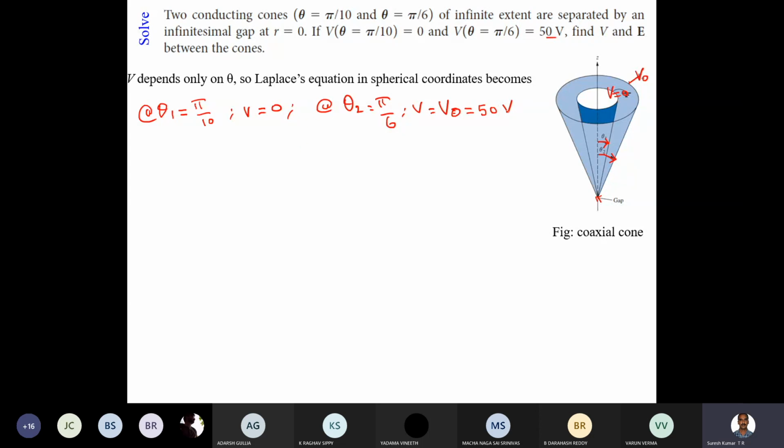We need to pick the correct equation, Poisson or Laplace. In this case, we can take the Laplace equation because the charge distribution is not given. This is a matter of a capacitor here, so the charge is not required and not applicable. So you can take the equation del square V equal to 0. This is the Laplace equation.